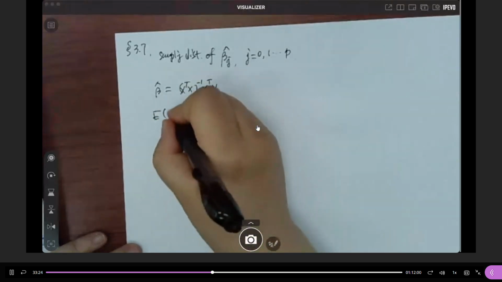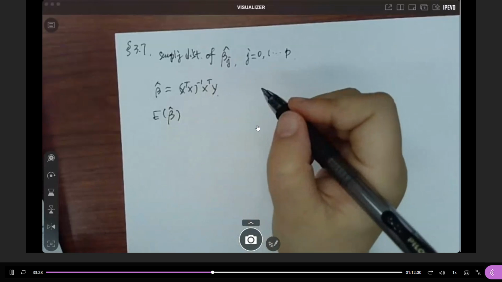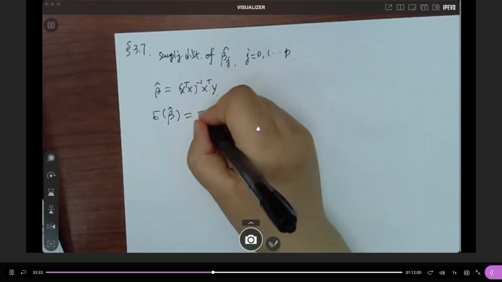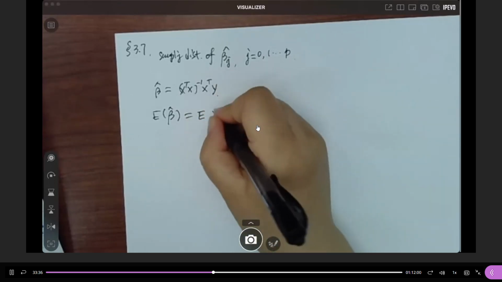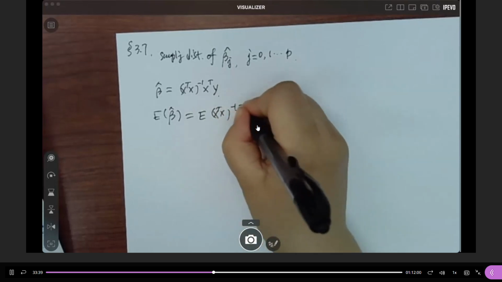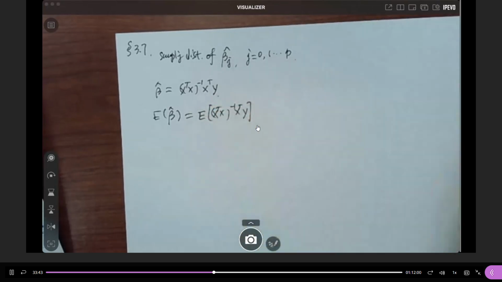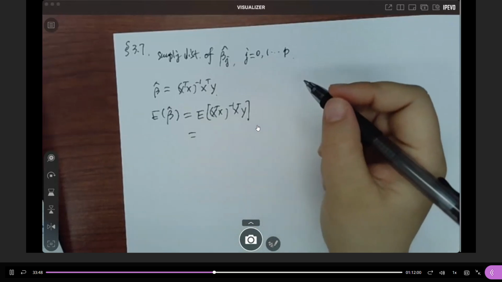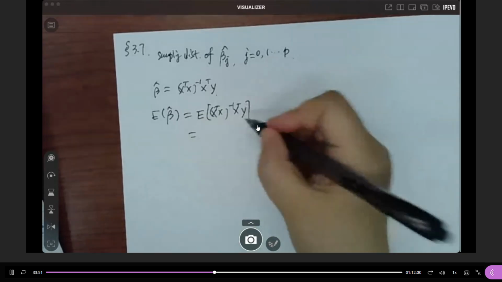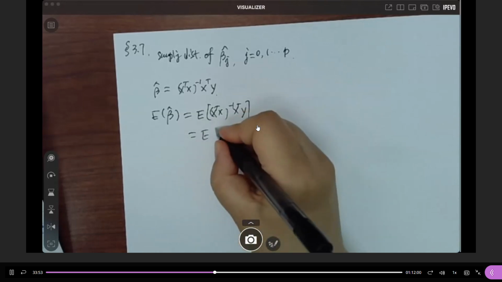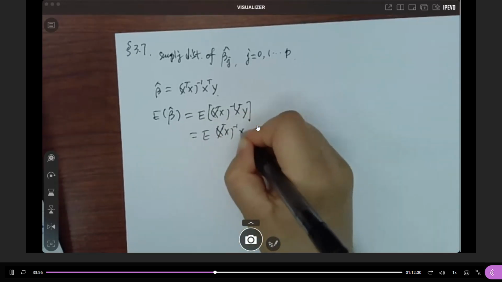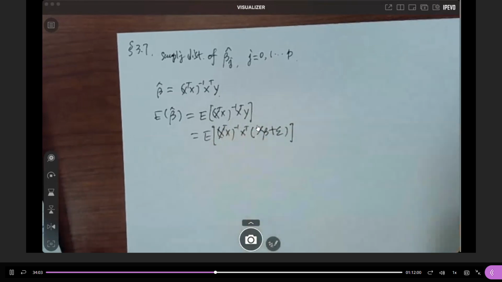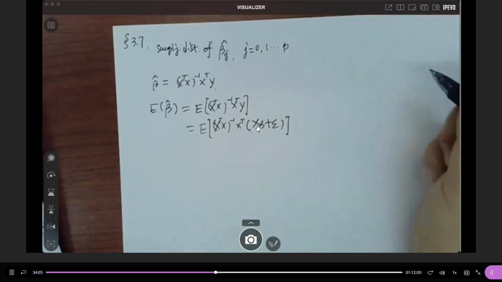So once we learned it's normal, next we look at what the expectation is. What is E of beta hat? This should be pretty easy because X is considered constant, so you basically have E of X transpose X inverse X transpose Y. Before we take out the constants, we spread Y as X beta plus epsilon.